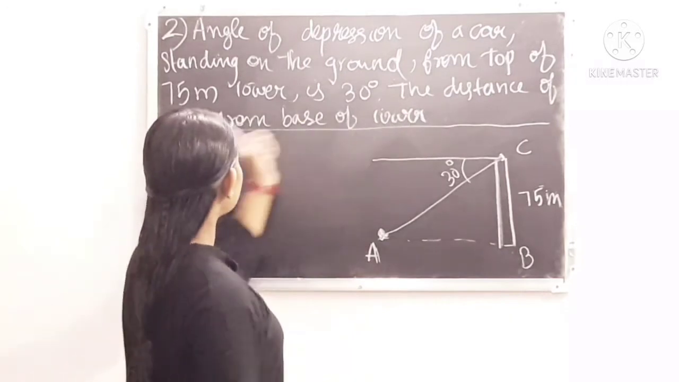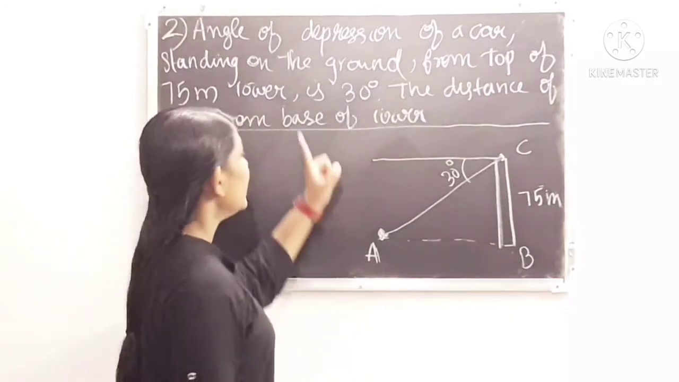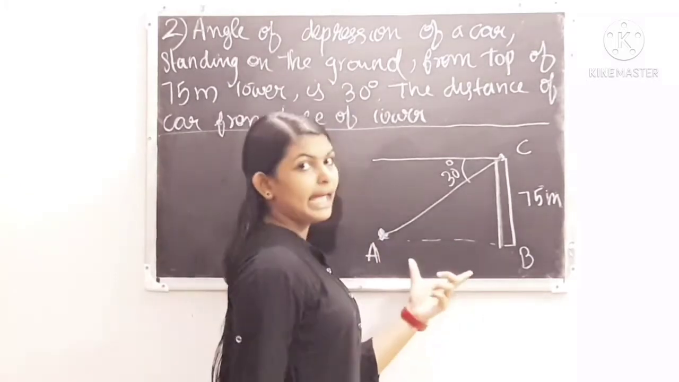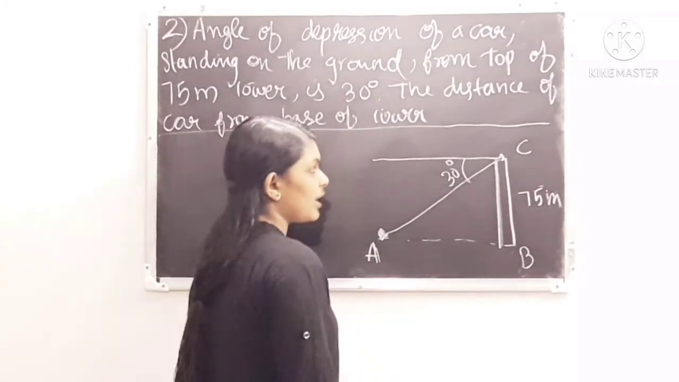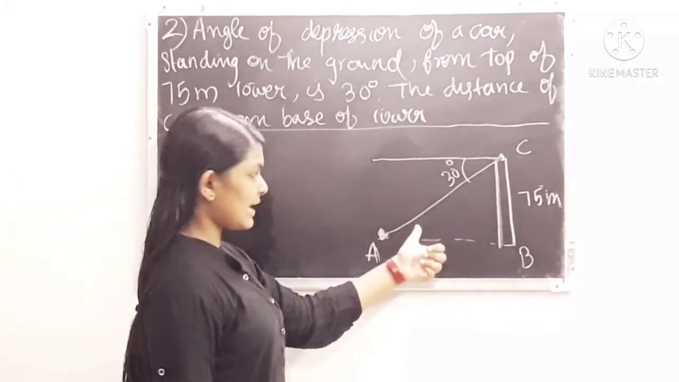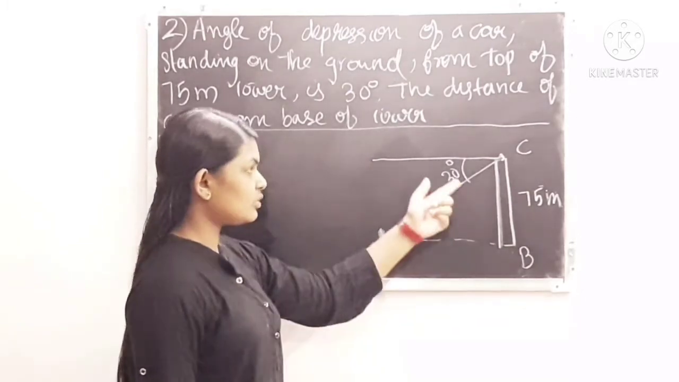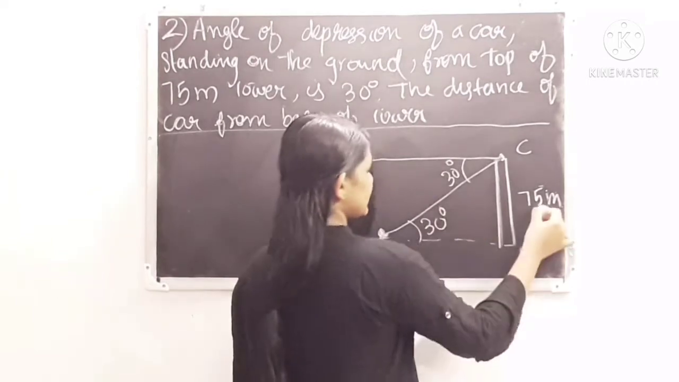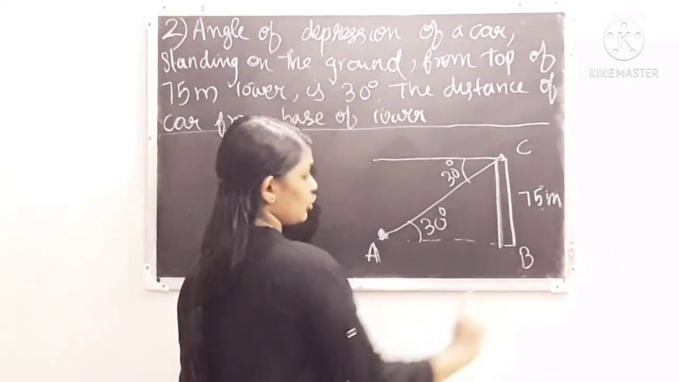Now the distance of the car from the base of the tower. We have to find the distance of the car from the base of the tower. That means we have to find the length of AB. Now which will be this angle? This angle will be equal to 30 degree itself. This is 75 meter and we have to find the length of AB.